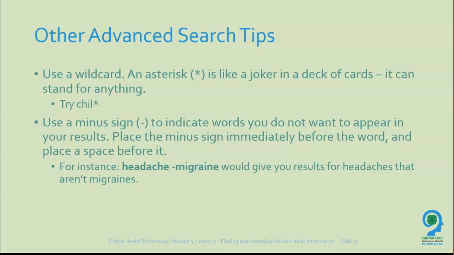Use a minus sign to indicate words you do not want to appear in your results. It's kind of like the equivalent of the Boolean operator not. Place the minus sign immediately before the word and place a space before it. For instance, if you wanted to search about headaches but exclude migraine headaches, you could type headache space minus migraine. That will give you the results for headaches that are not migraine.